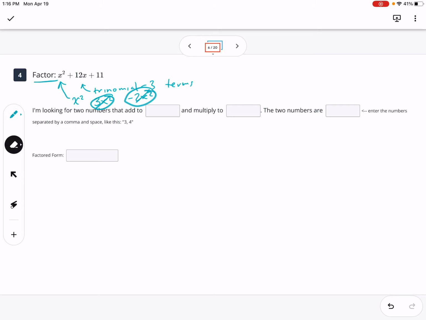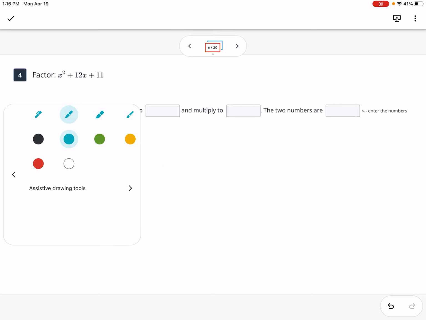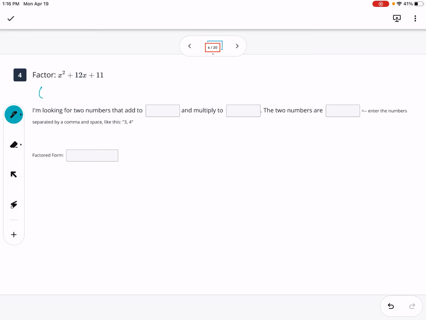And so basically, we've learned a strategy that works with these kinds of trinomials, and that is that when I go to factor it, the factored form will look like this. And when I go to factor it, the two numbers that go here and here are going to add to this number and multiply to this number, right? Okay, this is what we've learned. This is what you learned in the notes.